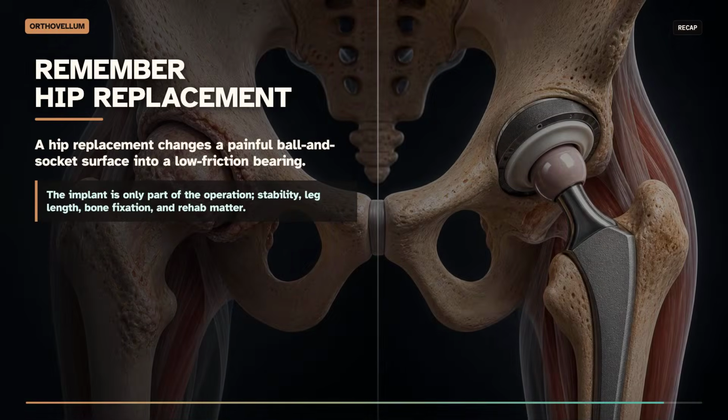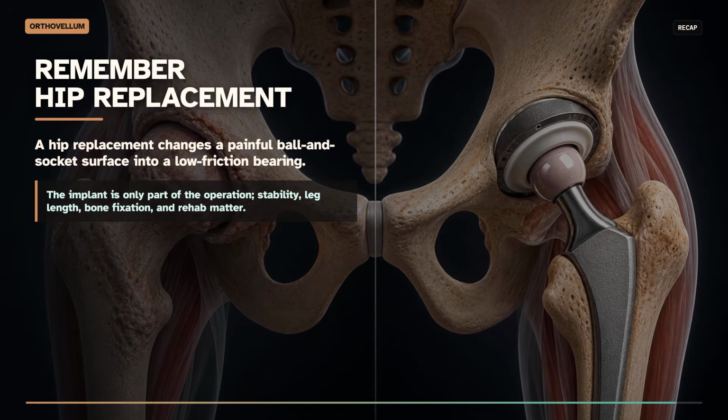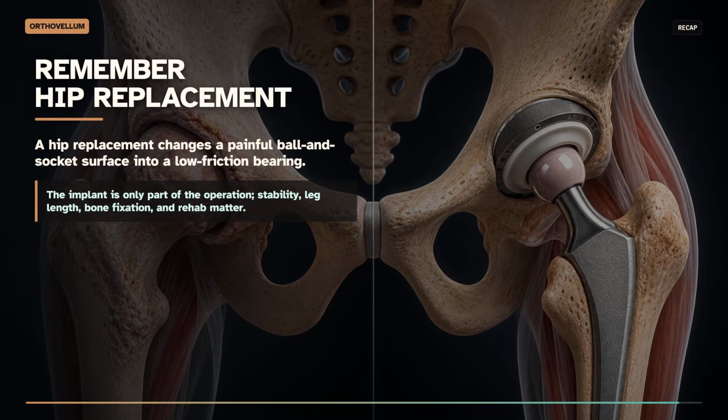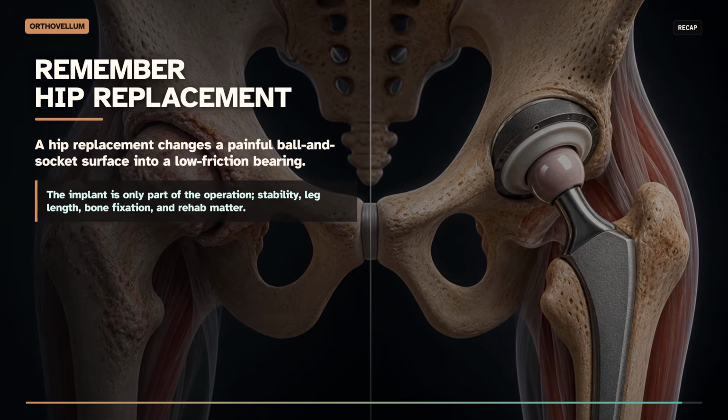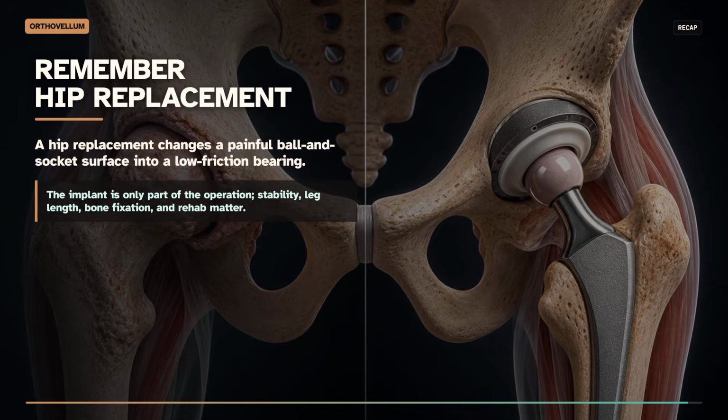The take-home model. A hip replacement changes a painful ball and socket surface into a low-friction bearing. If you remember only one thing, remember this. The implant is only part of the operation. Stability, leg length, bone fixation, and rehab matter.